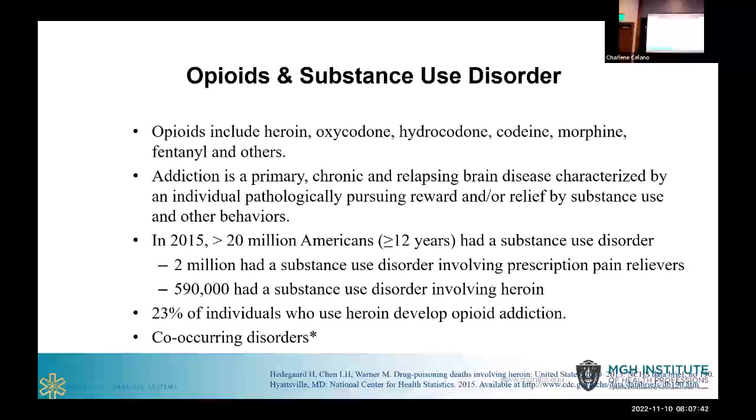But when we think about addiction or substance use disorders, remember addiction is a primary, chronic brain disease, so a chronic relapsing disease. And it can happen after very limited exposure to opioids, we're actually finding. So about 2 million folks in the United States have a substance use disorder with prescription pain medications. It's the most common for sure. And co-occurring disorders are pretty common. That means you have this issue with substance use, but you also have another psychiatric illness, depression, bipolar disorder, an anxiety disorder, schizoaffective disorder, schizophrenia. That's quite common in the US.